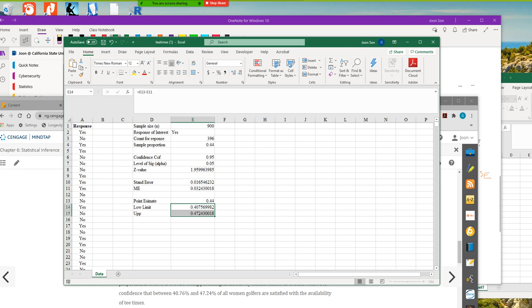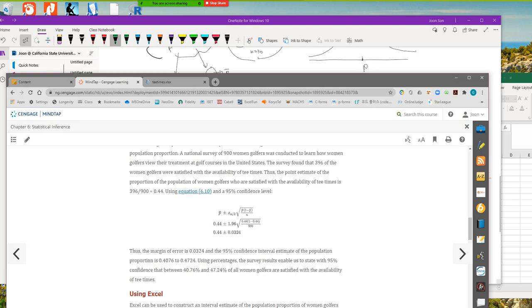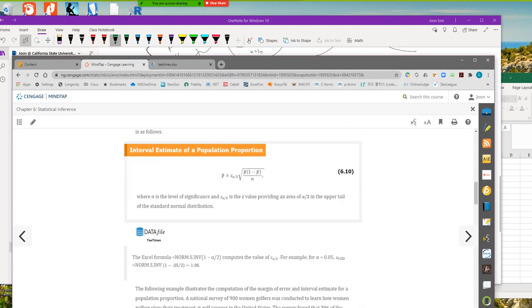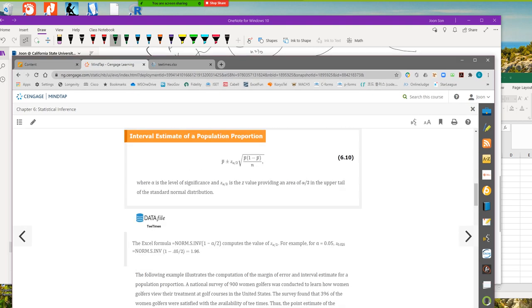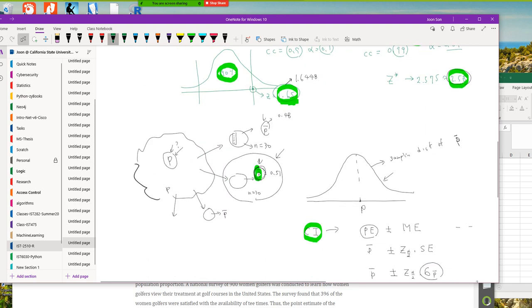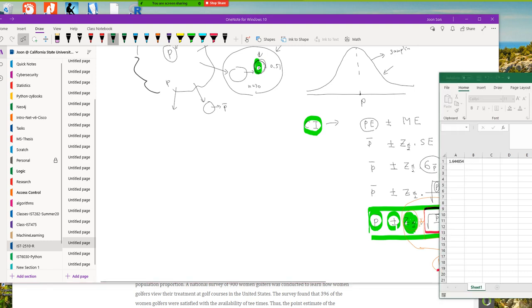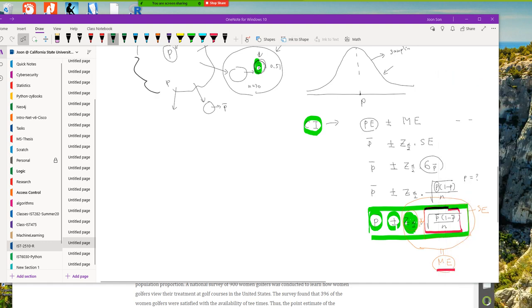That's the example I actually used in the textbook. So this is your textbook. Basically I'm done with the interval estimate for the population proportions. Any questions? Good. So I'm done.